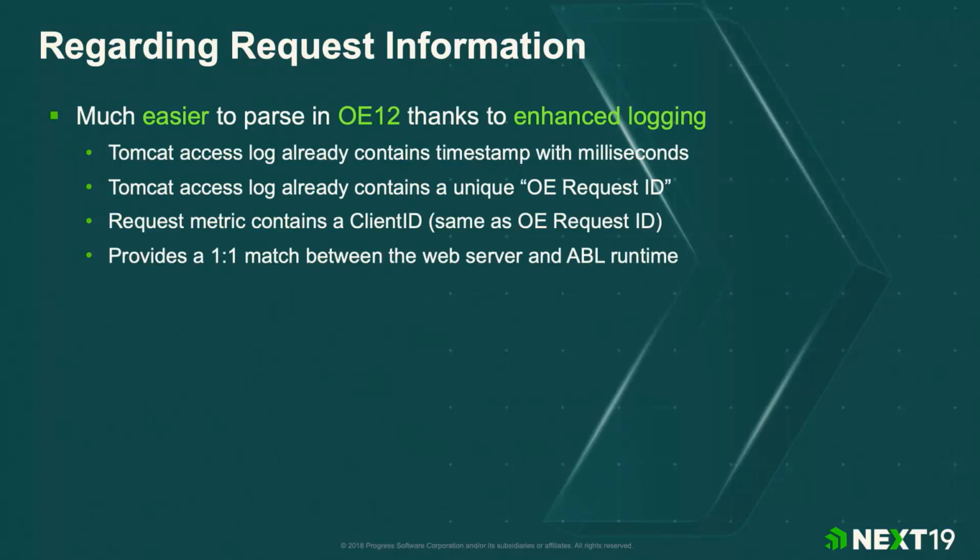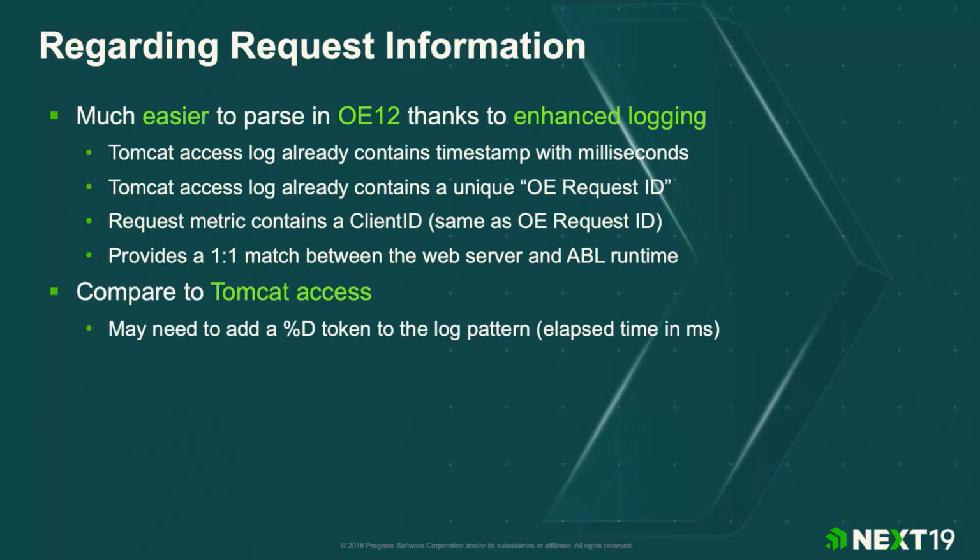So the request information, this is the last one. This is easier to parse in OE12 thanks to what's called enhanced logging, which was added to the Tomcat access logs. Tomcat has a timestamp with milliseconds. It has an OE request ID value. The metric, as we went over, has what's called a client ID, and that matches up to that OE request ID, and it lets you create a one-to-one match between the two.